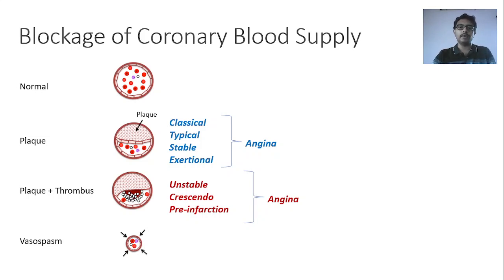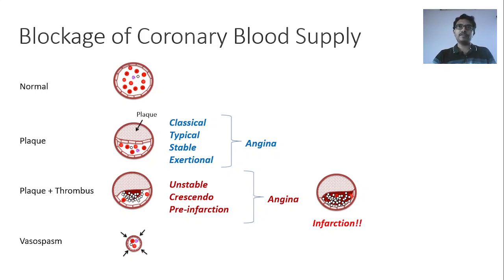It is also called crescendo angina. It is also called pre-infarction angina. Pre-infarction angina, because if the thrombus continues to evolve, continues to become larger, it will lead to complete blockade of coronary blood supply, and that will lead to infarction. So pre-infarction angina is another name for unstable angina because that can lead to infarction.